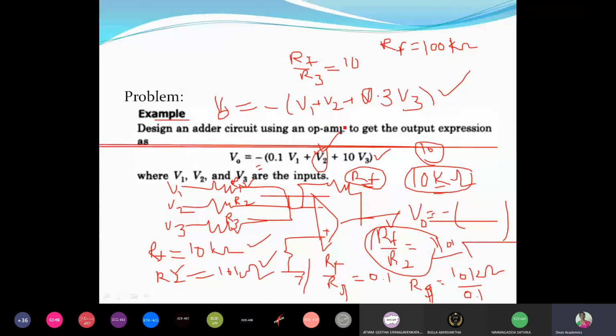In the examination, nobody will say that you have to assume the RF value this much. In order to maintain the same answer from all the students, I am giving you this RF value. In the examination, you will be asked to design the adder to obtain this expression. When RF equals 100 kilo ohms, what is the value of R1, R2 and R3 to obtain this expression?